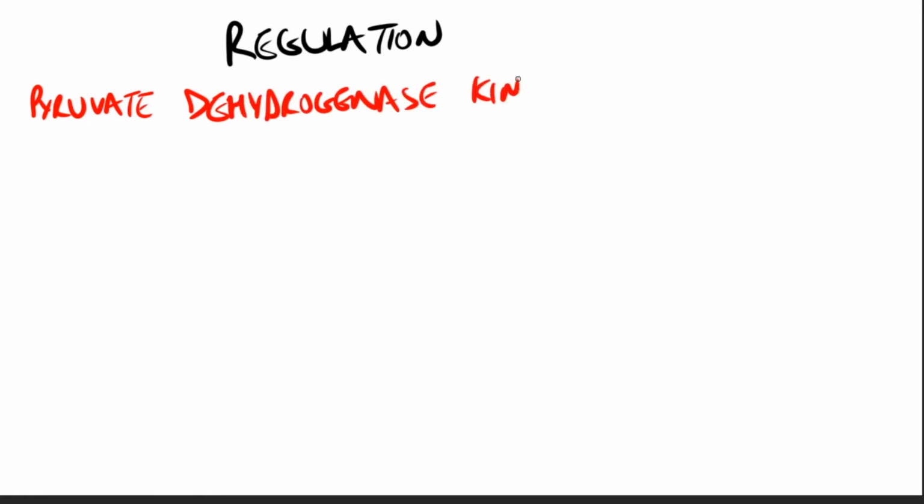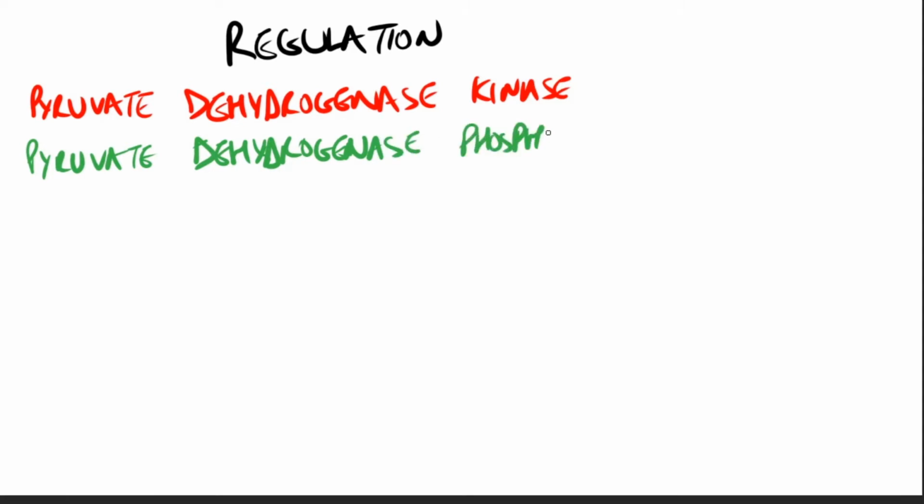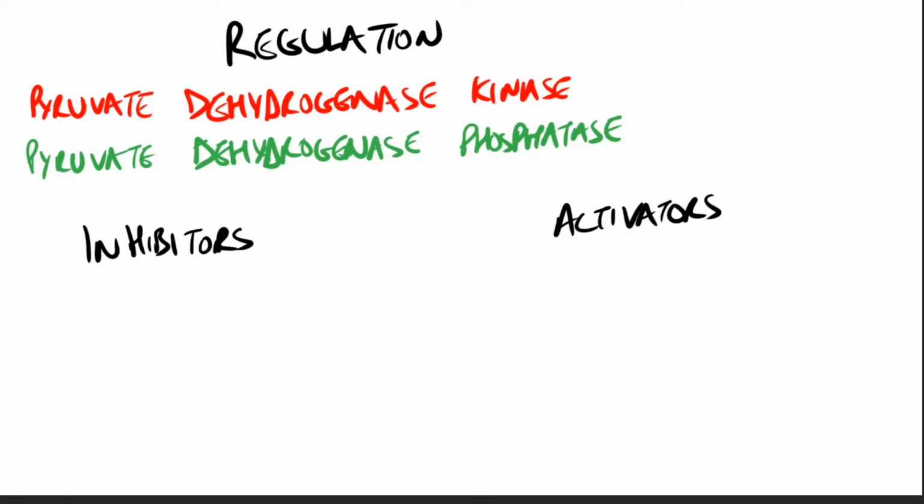Now we'll speak about the regulation. In addition to the enzymes that participate in the conversion of pyruvate to acetyl coenzyme A, the complex also contains 2 tightly bound regulatory enzymes. So we have pyruvate dehydrogenase kinase and pyruvate dehydrogenase phosphatase. PDH kinase phosphorylates and thereby inhibits E1. So phosphorylation of this enzyme will inhibit E1, whereas PDH phosphatase dephosphorylates and activates E1. So we have allosteric modification and covalent modification.